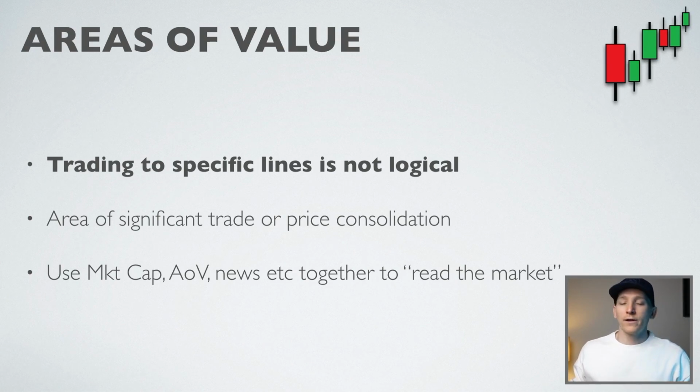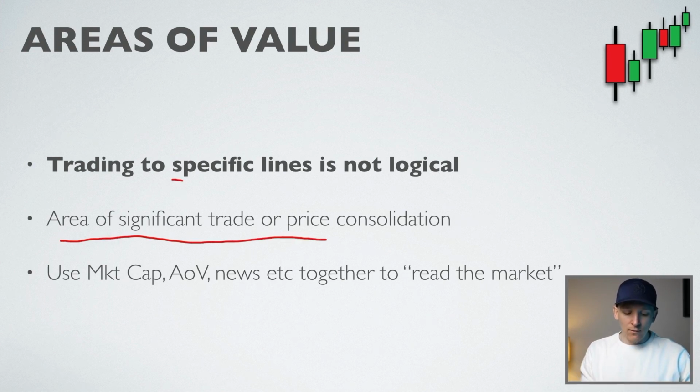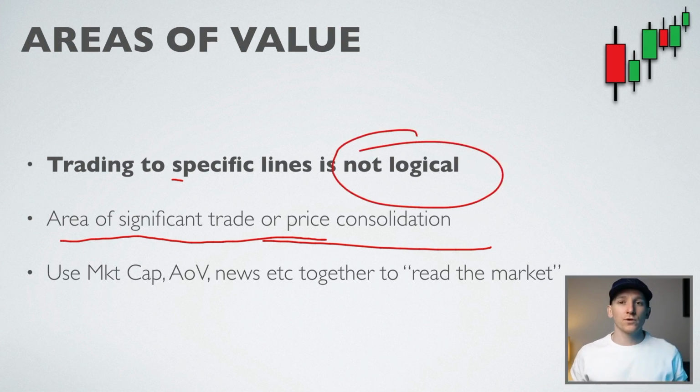So what I do for the medium and longer term is use something called areas of value. What is an area of value? Well, it's really just an area of significant trade or price consolidation. And I'll show you that on the chart in a second. When you're trading longer term, it's not logical to trade to a specific price, because the further out you get, the less likely it is that you're going to predict something accurately, right? It's just like predicting the weather: predicting it tomorrow, you have more chance of being right than in a month's time.